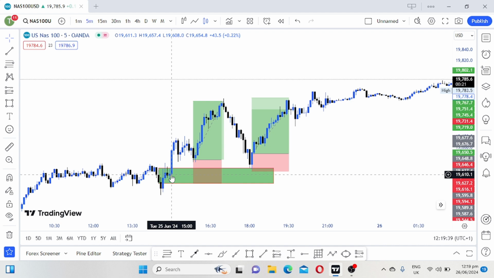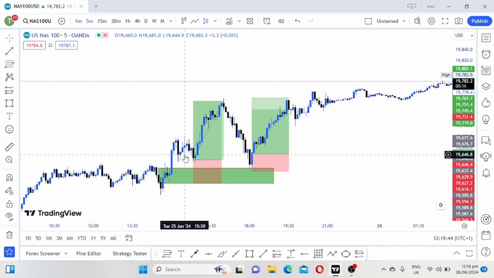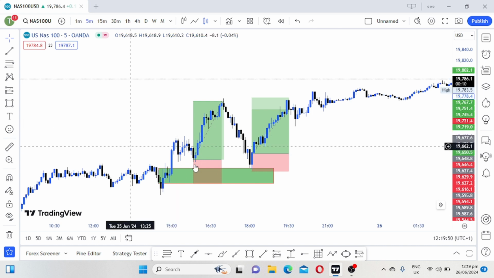So now at 1530, the breakout happened to the upside. The breakout did happen to the upside, and then we wait for a pullback. After a pullback to the zone, you buy.